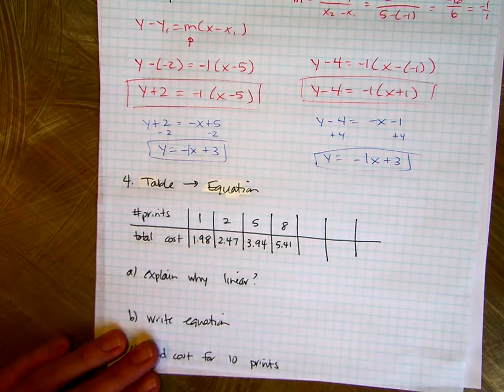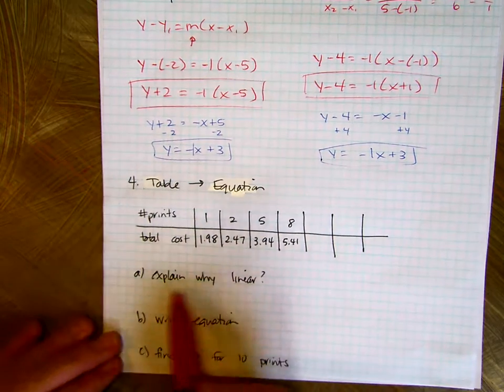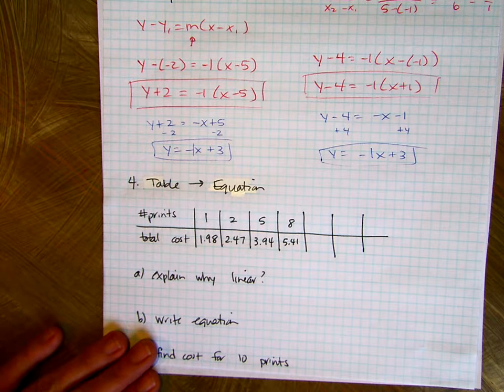If you get 1 print, it costs $1.98. If you get 2, it costs $2.47. If you get 5, it costs $3.94. And if you get 8, it costs $5.41. The first question they say is, why is it linear?